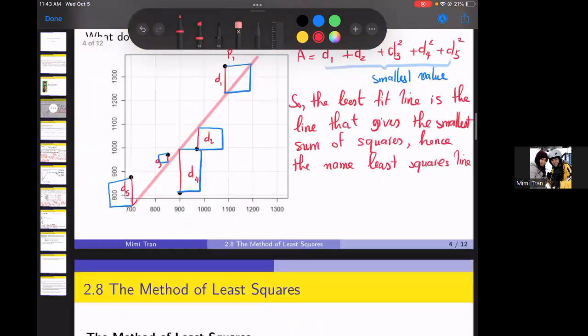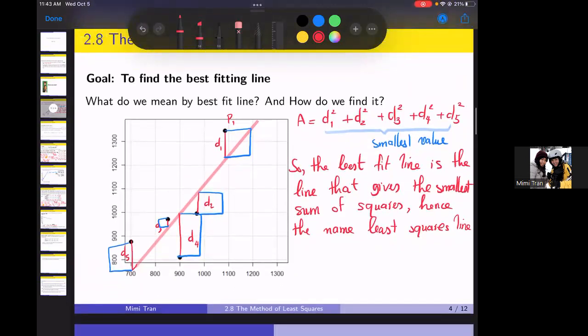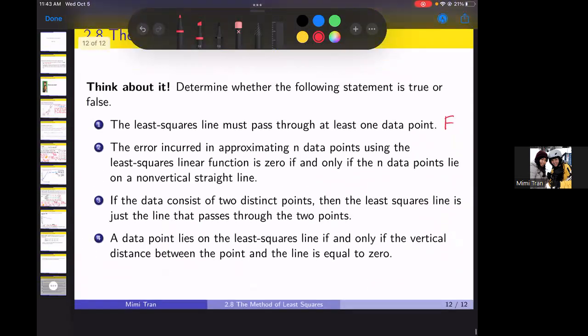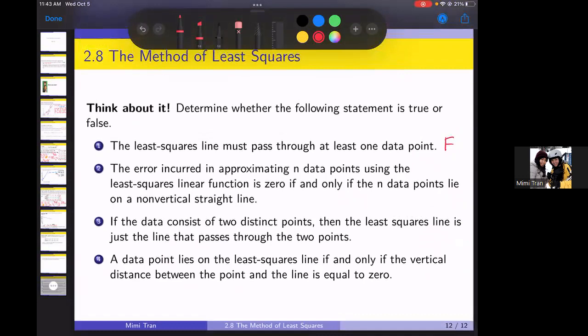Remember what I said in statistics? We call the distance the error or residual. So true. Number 3, if the data consists of 2 distinct points, then the least square line is just the line that passes through those 2 points. True. You only need 2 points to draw a line, right? So that's a perfect data, but there's no such thing as perfect data.